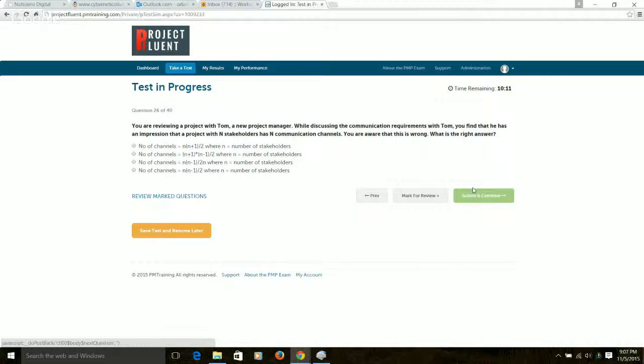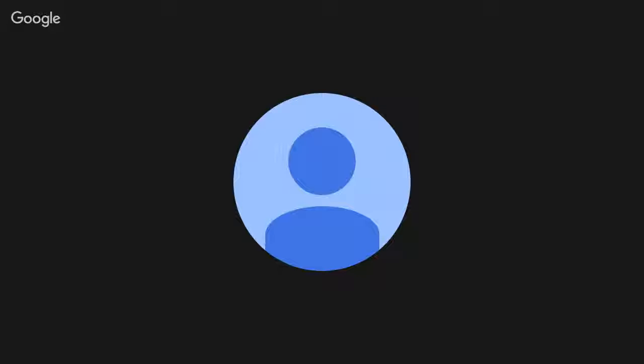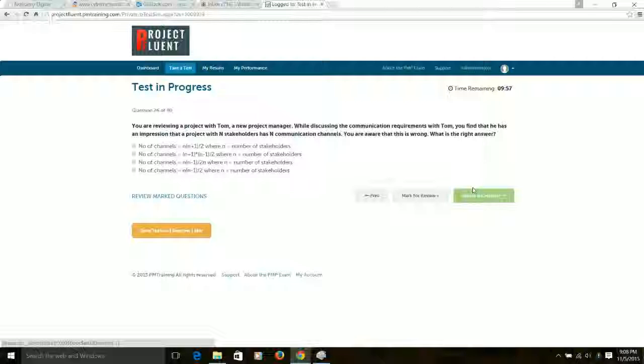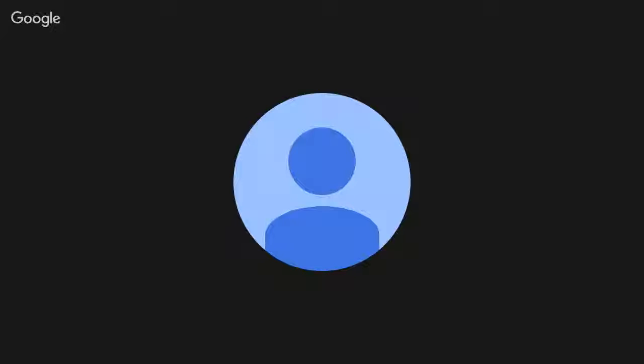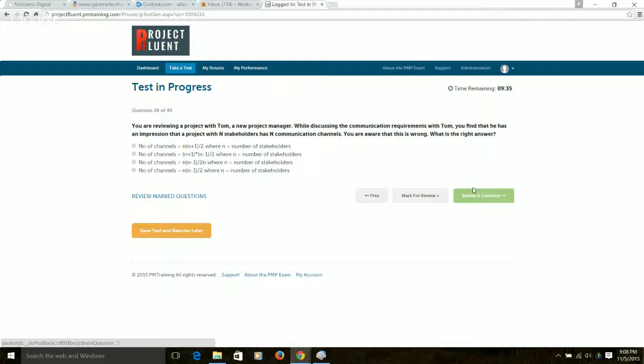Option A is the number of channels equals n times n plus 1 divided by 2, where n is the number of stakeholders. Option B is n plus 1 times n minus 1 divided by 2. Option C is n times n minus 1 divided by 2n. Option D is n times n minus 1 divided by 2.